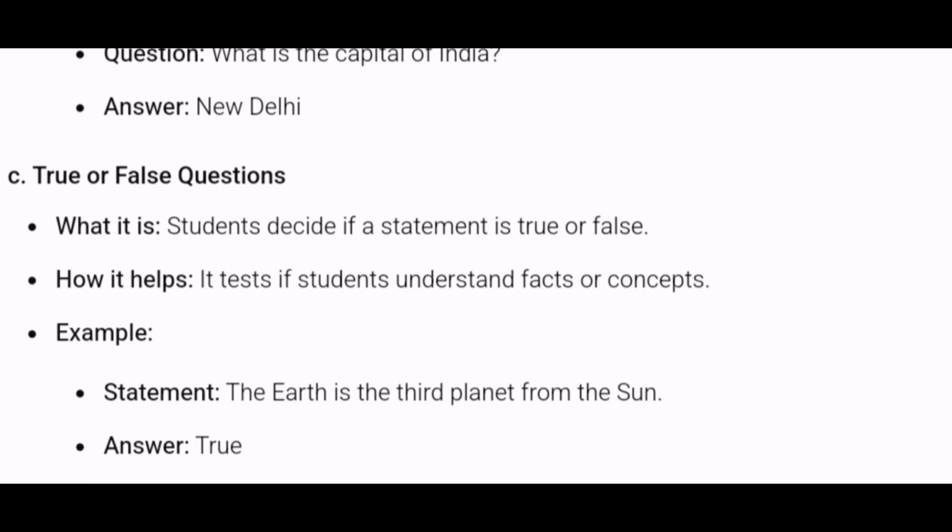True or false questions. Students decide if a statement is true or false. How it helps, it tests if students understood the fact or not. So you know what true and false mean. How do we answer that, right? So a statement will be given and you have to say whether it is true or false.